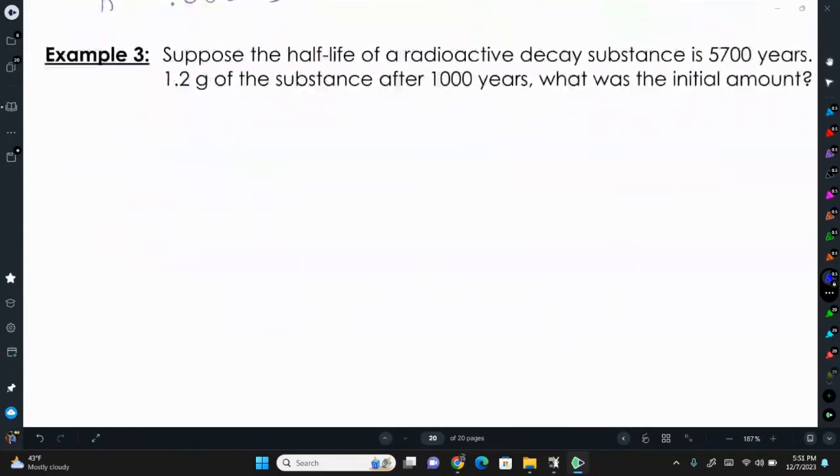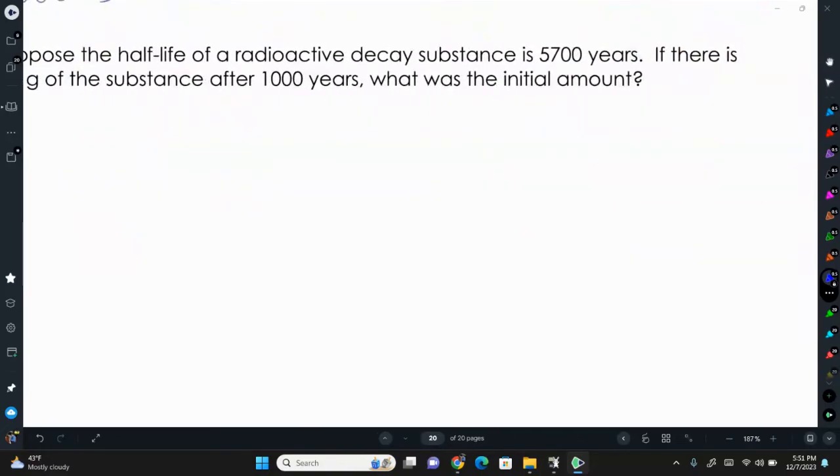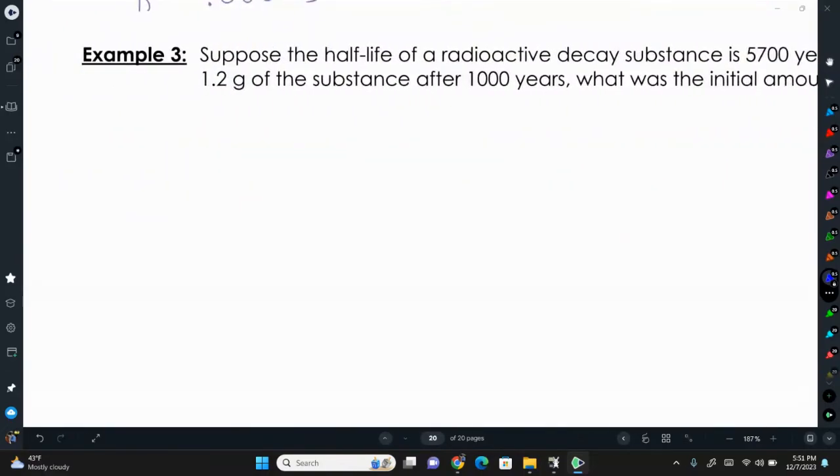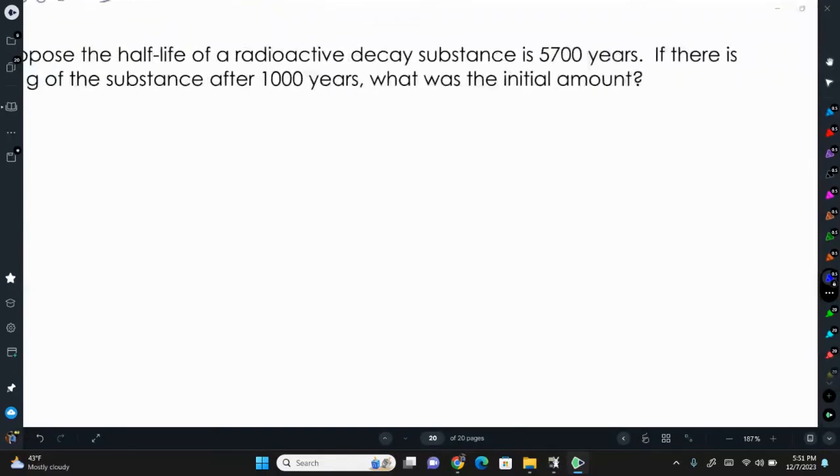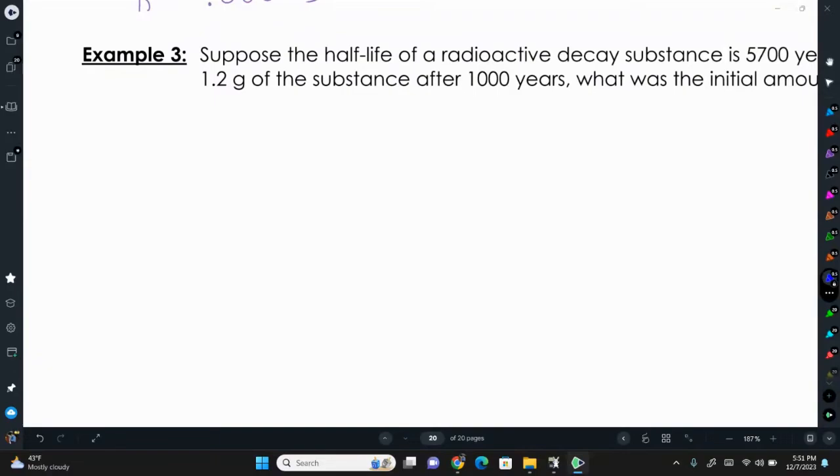Example 3: suppose the half-life of a radioactive decay substance is 5,700 years. If there is 1.2 grams of the substance after 1,000 years, what is the initial amount? So we still need that k value. So 1/2 equals e to the 5,700 times k power, because our half-life is 5,700.